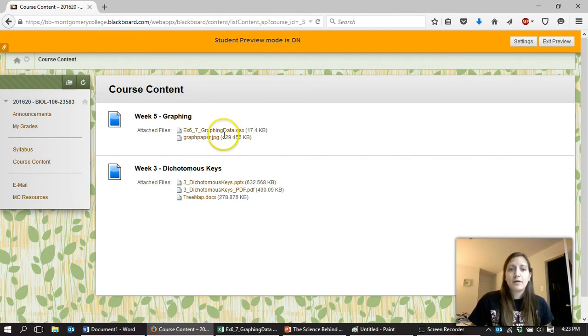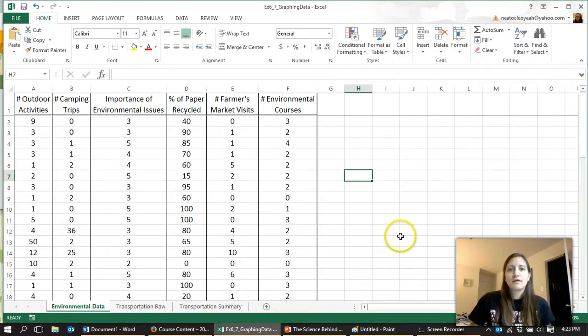So I'm going to open up this Excel sheet. I actually already have it open on my computer. And here you go. This is very similar to what you already saw in class. First I'll show you down at the bottom there are 3 tabs. The environmental data, which you're going to need for scatter plots.